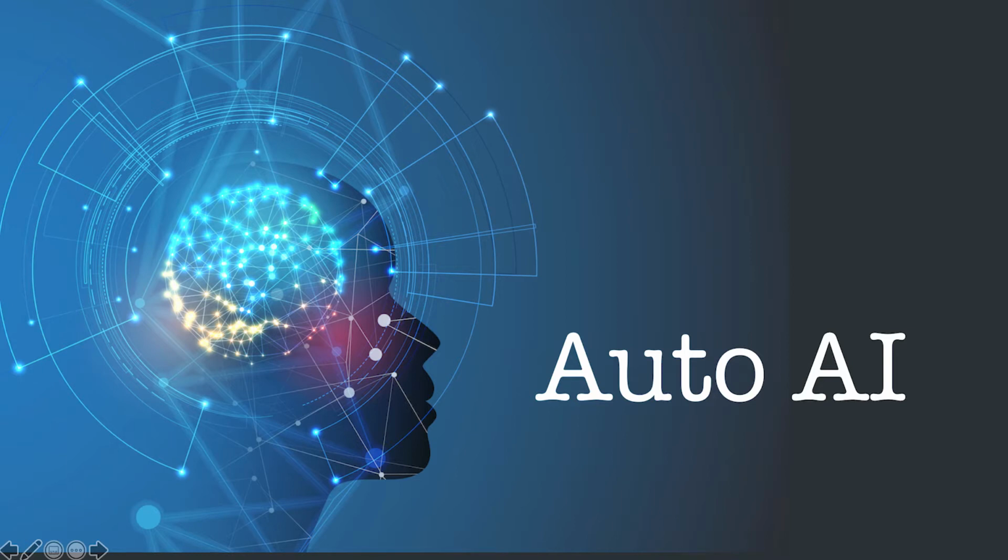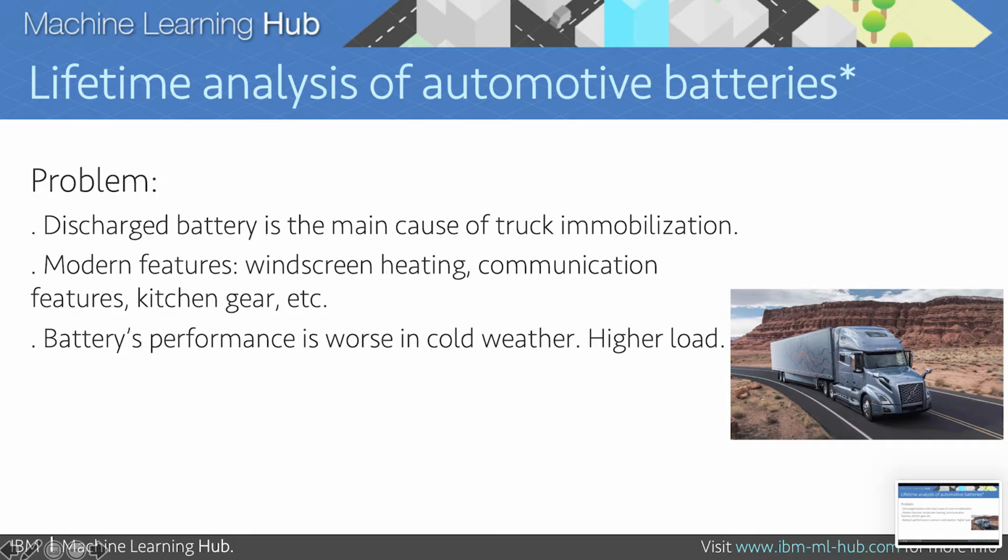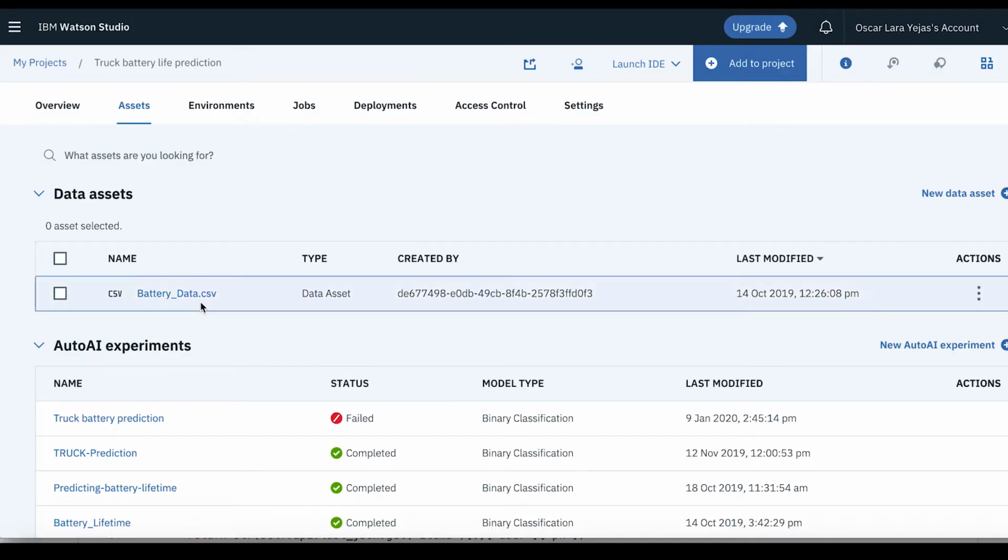In this case, our goal would be to predict truck battery failure, which is the main cause for vehicle immobilization and impacts a number of industries, including transportation, retail, mining, and others. To do so, we're going to use our battery dataset, previously loaded in our Watson Studio project.